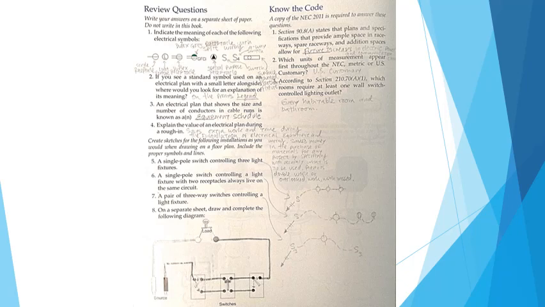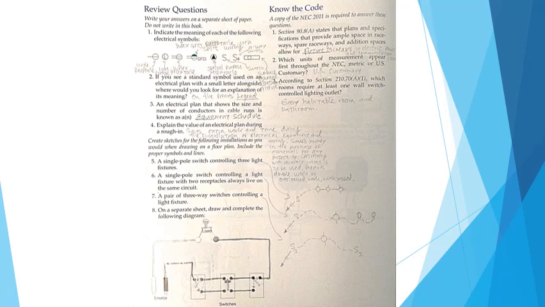Number 2, which units of measurement appear first throughout the NEC, metric or US customary? And that would be US customary, and they are most likely talking about distance measurements, amounts, weights. Anything that is a distance or a perimeter or an area is given in feet, which is US customary.